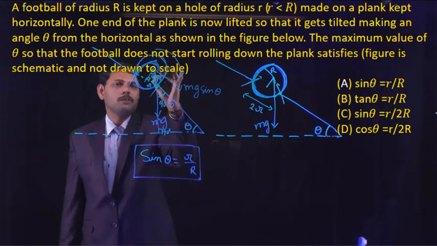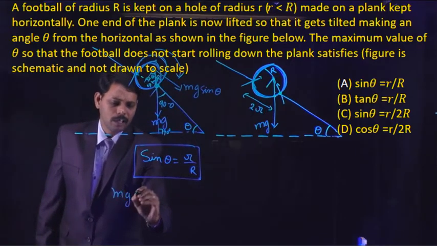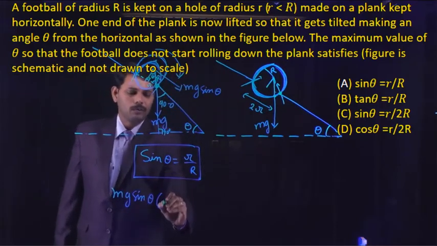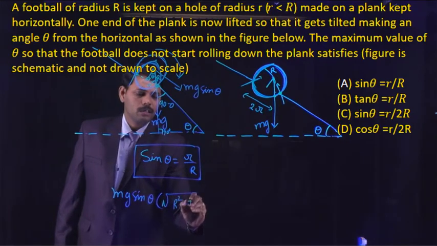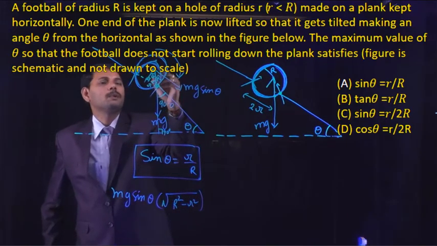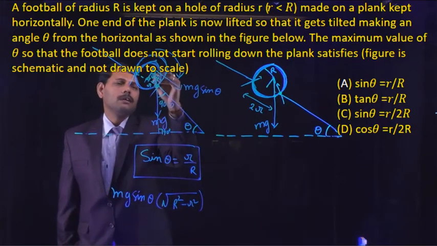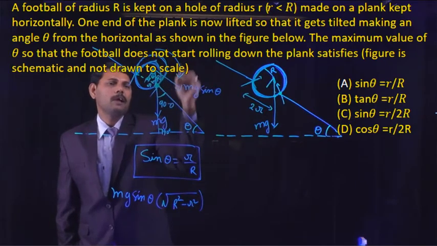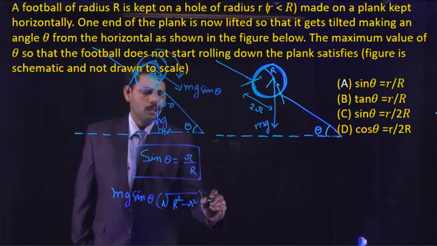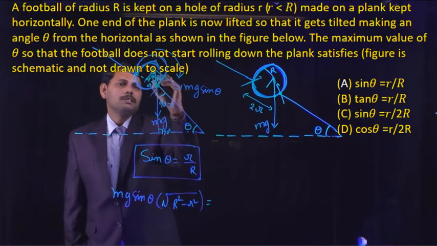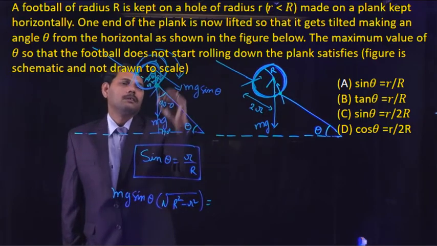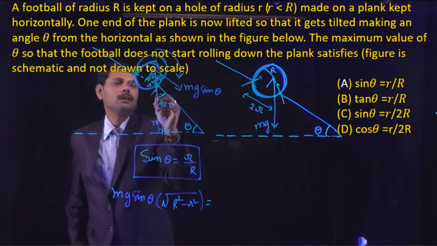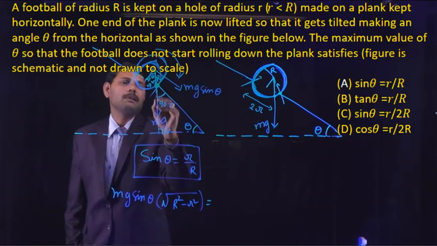Mg sin theta into this perpendicular distance. The perpendicular distance is equal to square root of capital R square minus small r square. About this axis of rotation, the perpendicular distance is also this value, square root of R square minus small r square. This opposing torque which tries to rotate is balanced by the opposite torque. Opposite torque is produced by this normal reaction.